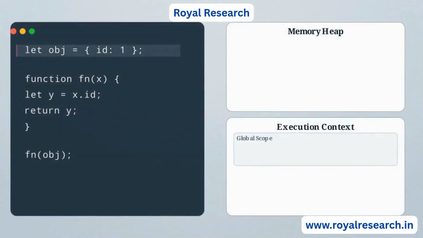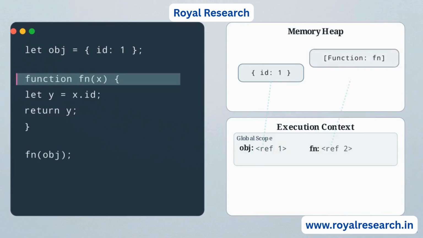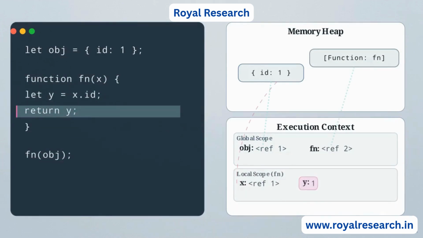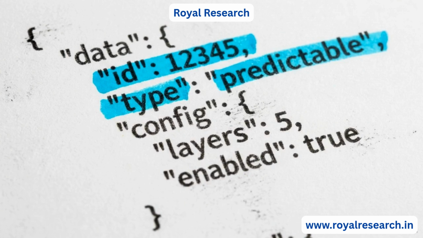By tracing the line-by-line execution of these features, we can see exactly how the engine manages memory and resolves context under the hood. Deterministic models provide the structural predictability required to manage complex application states.